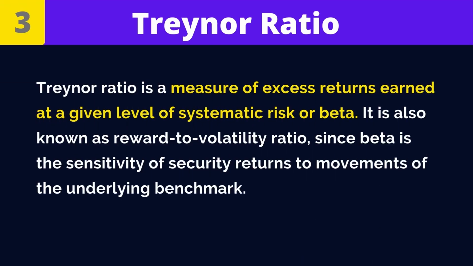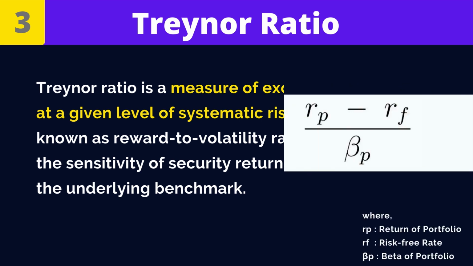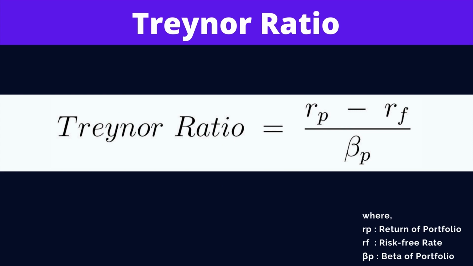Number 3. Treynor Ratio. Treynor Ratio is a measure of excess returns earned at a given level of systematic risk or beta. It is also known as reward to volatility ratio, since beta is the sensitivity of security returns to movements of the underlying benchmark. The formula for Treynor Ratio is the difference between the portfolio returns and risk-free rate divided by the beta of the portfolio.